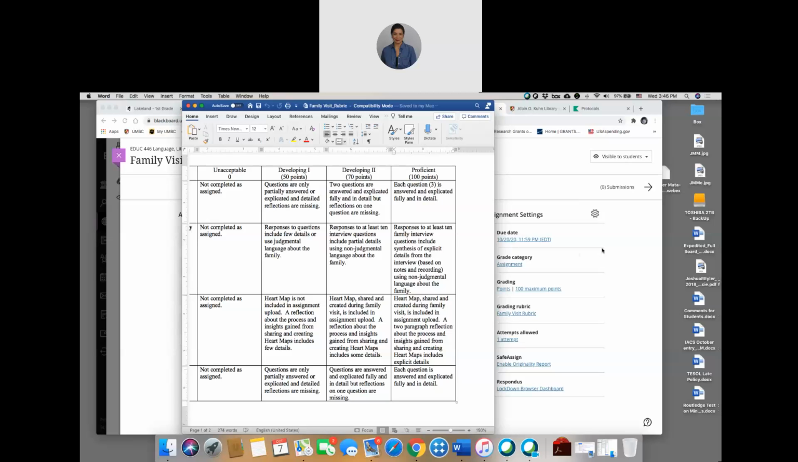And Dominic was asking, to piggyback off of that, is it okay if only one parent does a heart map? Yeah, you just need one heart map. Like I said, in the past some students had several heart maps because there were several people in the family visit, and they all wanted to do one. But you just need one heart map that is where you're pulling your information.